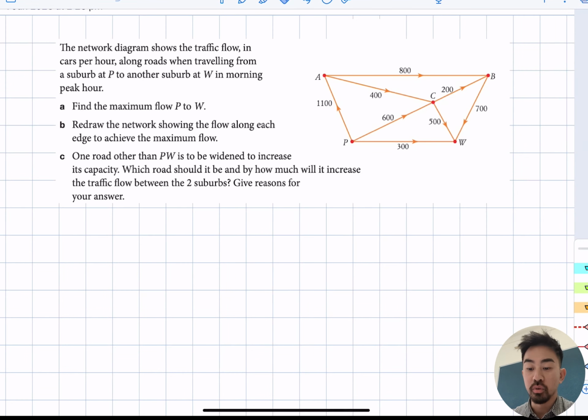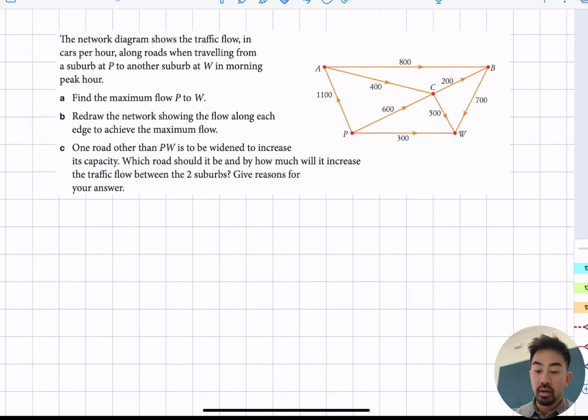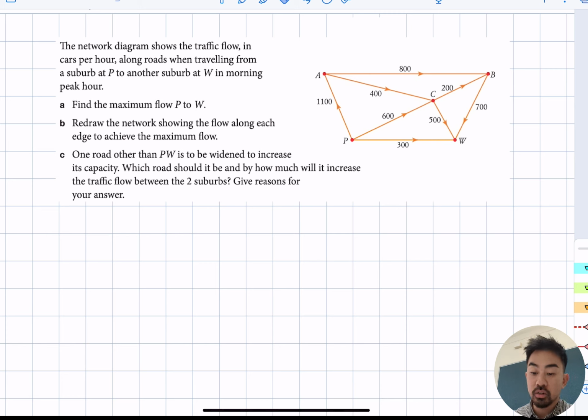So today I wanted to do a video on more max flow problems in networks, and we're going to be looking at the type of questions they can ask with respect to maximizing the network. Here we go. This question says, the network diagram shows the traffic flow in cars per hour along the roads when traveling from suburb P to another suburb W. So we're going from P to W. A, find the max flow.